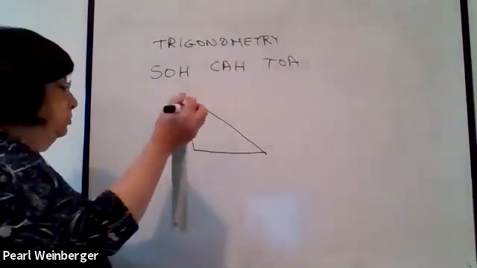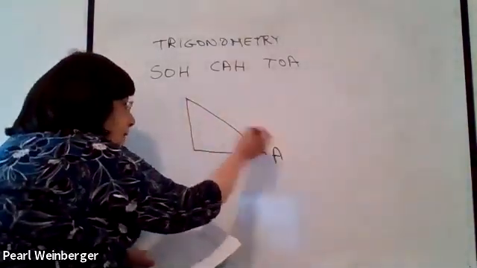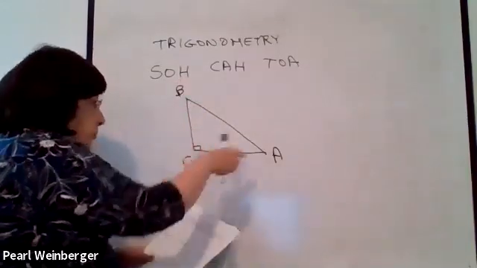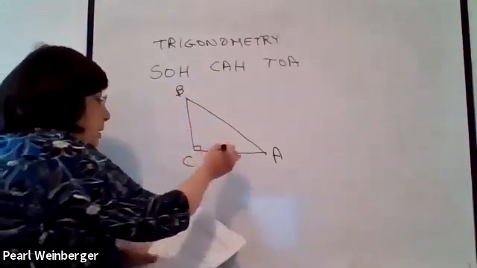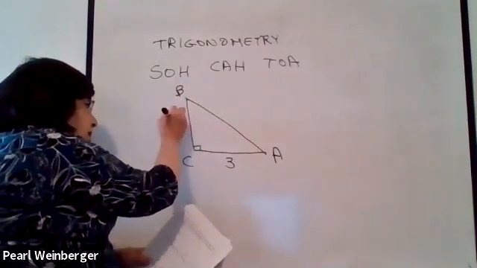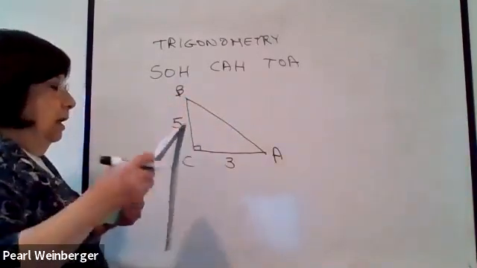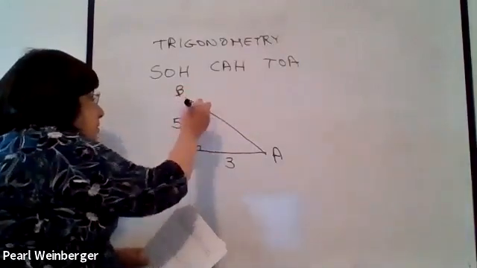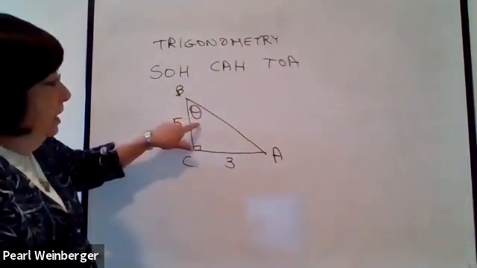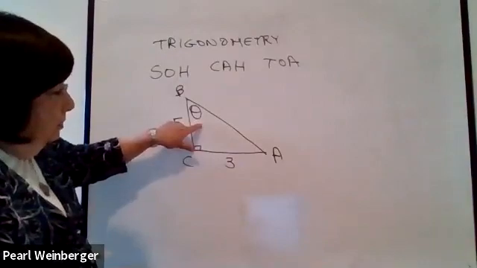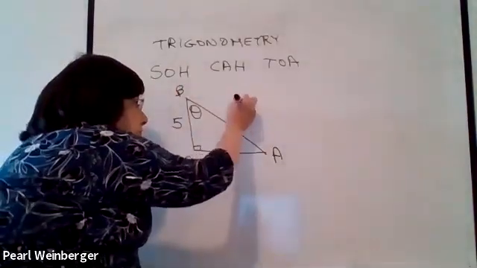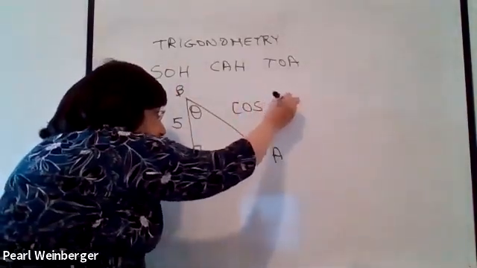Okay. They give me a picture that looks like this. A, B, C, this little square here. So here's my right triangle. I'm told that this side is 3 and this side is 5. And they put this theta symbol over there. In other words, this is the angle that we're looking at. And they asked me to find cosine theta.